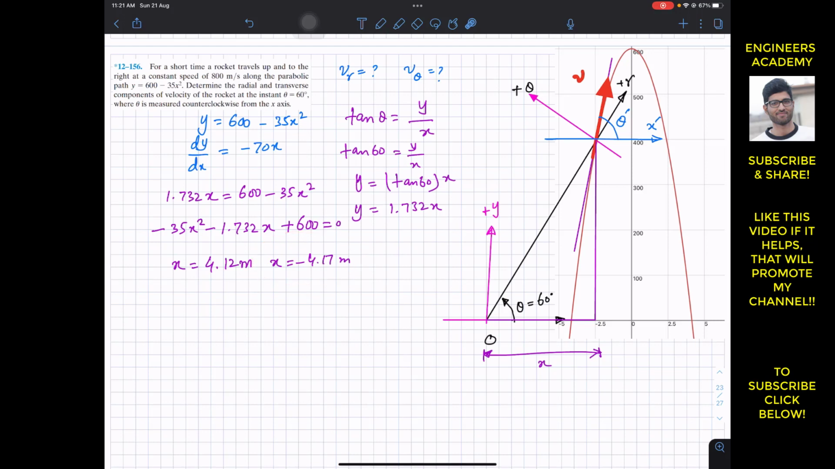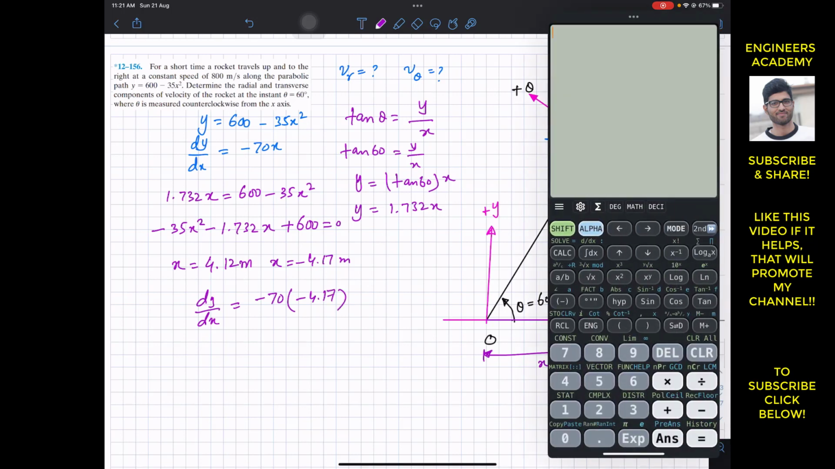Now once we know this x coordinate of the rocket from this origin, we will plug it in this equation, and we will be able to find the slope of the tangent to the path, right? So we can say that dy by dx is minus 70 into minus 4.17. So this will become positive. So this gives us plus 291.9.